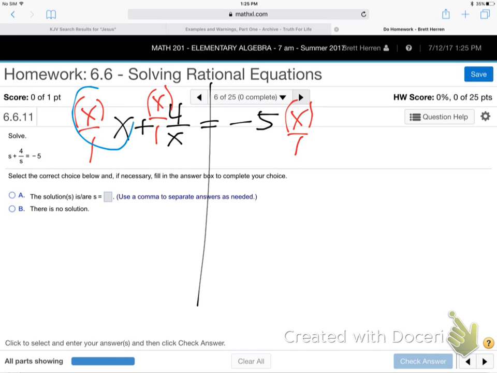So x times x is x squared, right? Here the x's cancel and we just get 4. Here we get minus 5x. Is that good? No more fractions. Again, that's the beauty of this section. The denominators are canceled out. No more fractions after the first step. Okay, well, what are we supposed to do with this?